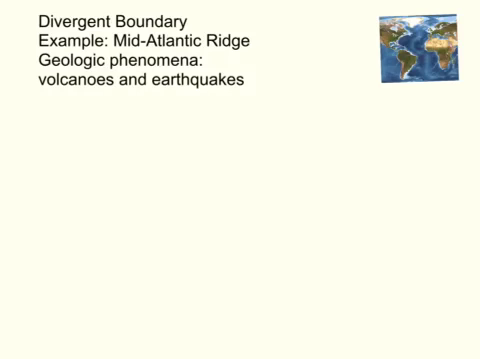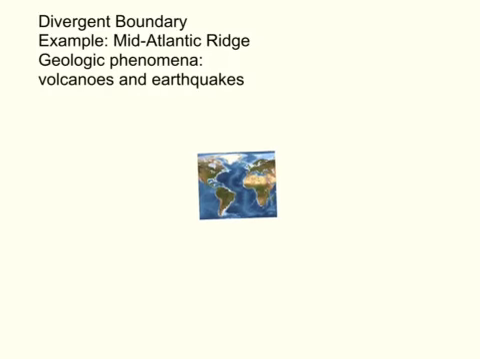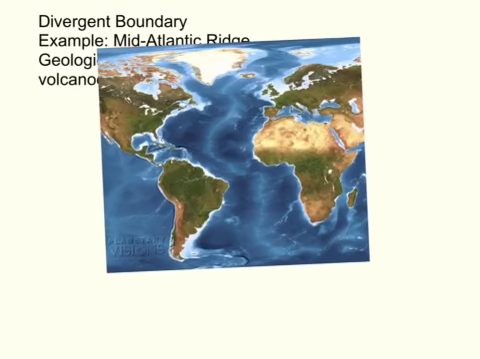An example of this is the Mid-Atlantic Ridge. The Mid-Atlantic Ridge is an underwater mountain channel, and they cause the continents to travel further away from each other.